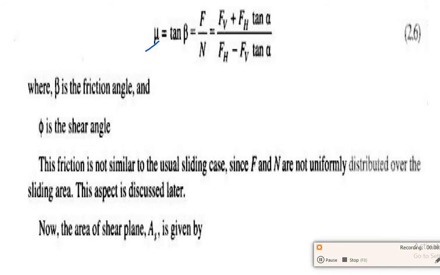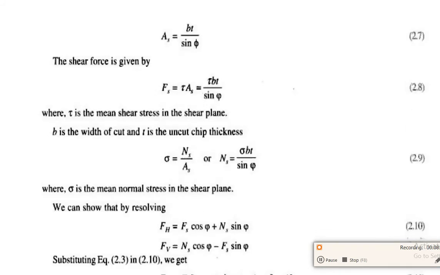Now the area of the shear plane should be given. The area of the shear plane is equal to b times t by sin phi, where b is the width of the chip, t is the thickness, and phi is the shear angle. Now the shear force is given in this figure: Fs equals tau times As. To find the shear force, we multiply tau by As. Substituting As equals bt by sin phi from the previous equation, in equation 2.8, we get the equation for the shear force, where tau is the mean shear stress in the shear plane, b is the width of the cut, and t is the uncut chip thickness.